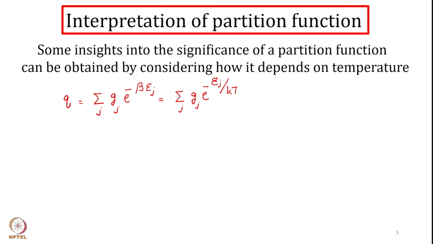Let us expand it. What we have now, Q is equal to, put j is equal to 0. So we have g0, first term, e0, exponential raised to power 0 is 1. Second one, we have g1 exponential minus e1 upon kT, plus g2 exponential minus e2 upon kT, plus so on. Keep on going.